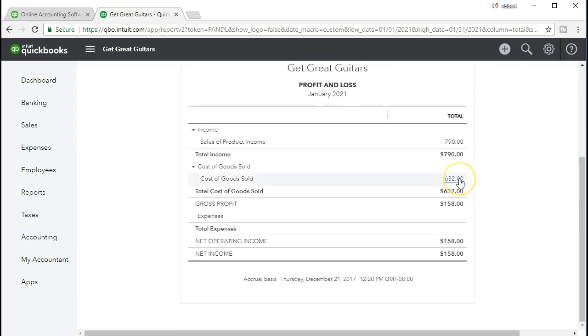And then we got the cost of goods sold. That's going to be the other side. This is the expense related to us selling the guitar. So revenue went up, expenses went up. The difference is the effect on net income.